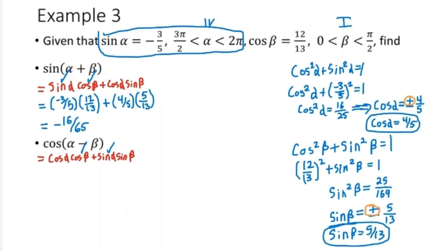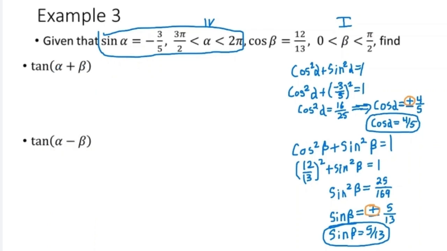Now we'll repeat the same thing for cosine of alpha minus beta. And when we plug in our values, we get 4/5 times 12/13 plus negative 3/5 times 5/13, which is equal to 33 over 65. Next, we're going to figure out the value of tangent of alpha plus beta and tangent of alpha minus beta. First, let's take a look at the formulas for the sum and difference for tangent.